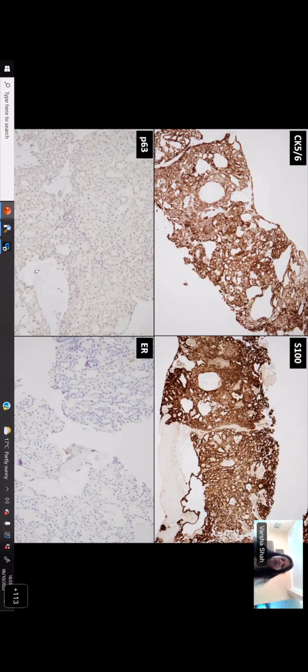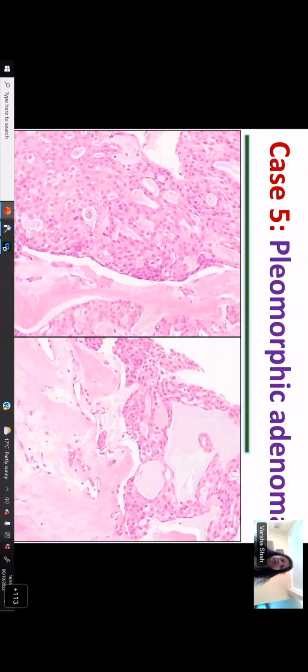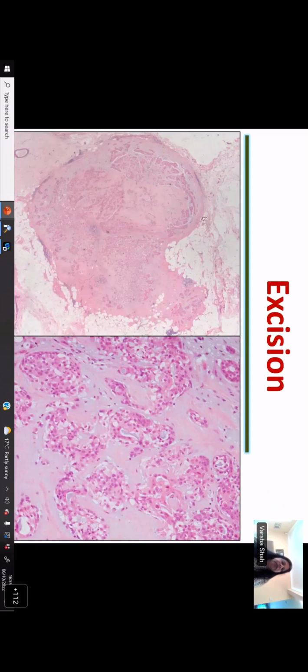So let's talk about this. This was a pleomorphic adenoma, which usually presents as a subareolar mass. Okay, but this was excised because it needs to be excised. And you can see it is a very well circumscribed mass lesion. And here you have no problem because you have fibromyxoid stroma and it looks just like salivary gland pleomorphic adenoma.